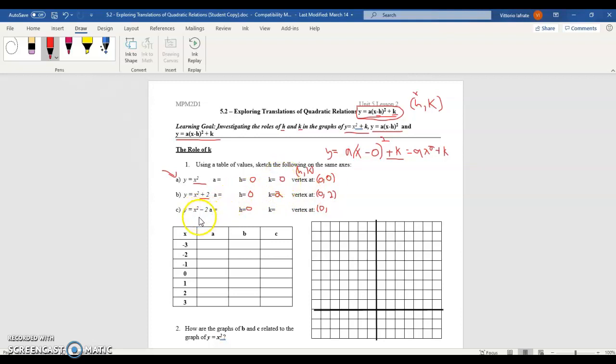Over here, you can try it yourself. Pause the video and see if you're on the right track. First find your k in this expression here. If you found your k was negative 2, you're right. As a result, your vertex is going to be (0, −2).